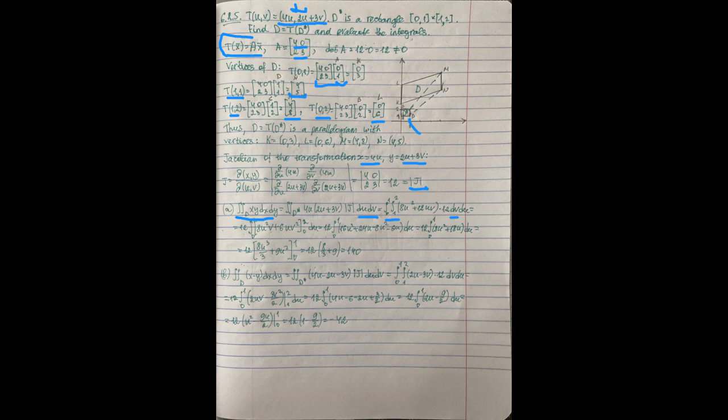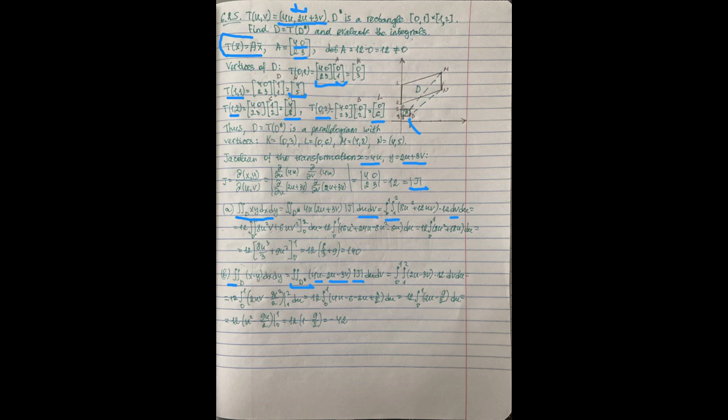So for the second integral, we need to evaluate the double integral over D of x minus y dx dy. We can rewrite it again as the double integral over D star, which is our original square. And again, instead of x, I substitute 4u, and for y, I substitute 2u minus 3v to get the new function, then multiply by the absolute value of the Jacobian. The limits of integration I take from D star, not from D, and D star is our original square.